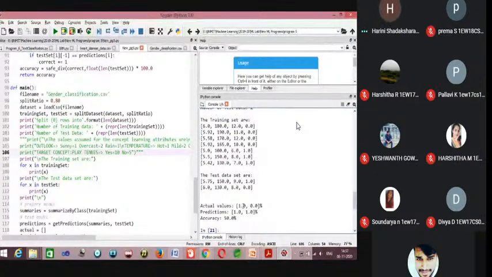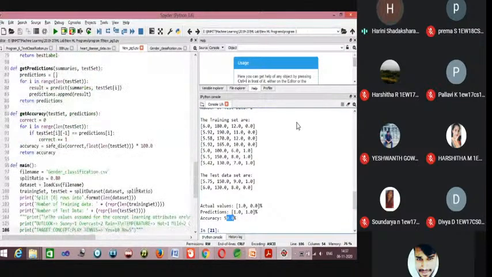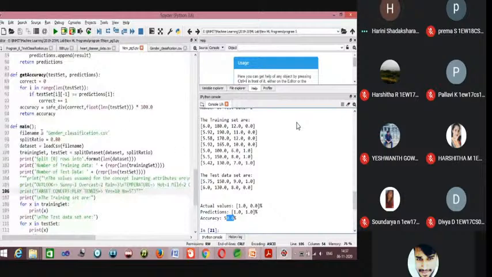Then it is printing the actual classification, which was here 1 and 0. The predicted classification is 1 and 1. For both it has predicted as 1, 1. So here is a misclassification for the second data set. Hence the accuracy is 50%. Okay, so let us go in detail with the program.